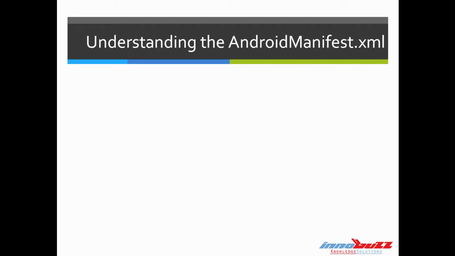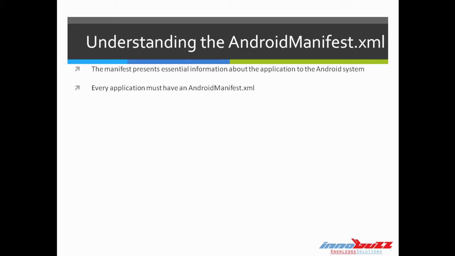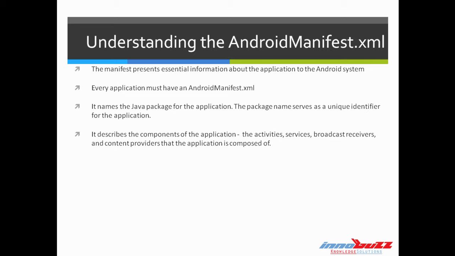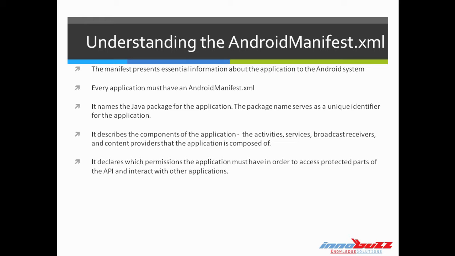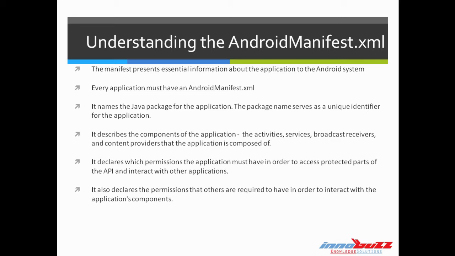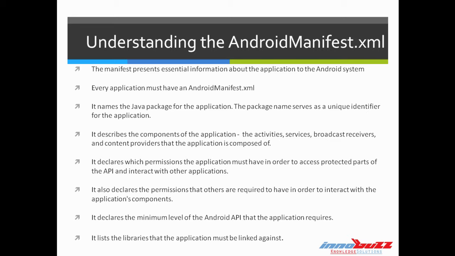Understanding the AndroidManifest.xml file. The manifest presents essential information about the application to the Android system. Every application must have an AndroidManifest.xml file. It names the Java package for the application. The package name serves as a unique identifier for the application. It describes the components of the application. They are the activities, services, broadcast receivers, and content providers that the application is composed of. It declares which permissions the application must have in order to access protected parts of the API and interact with other applications. It also declares the permissions that others are required to have in order to interact with the application's components. It declares the minimum level of the Android API that the application requires. It lists the libraries that the application must be linked against.